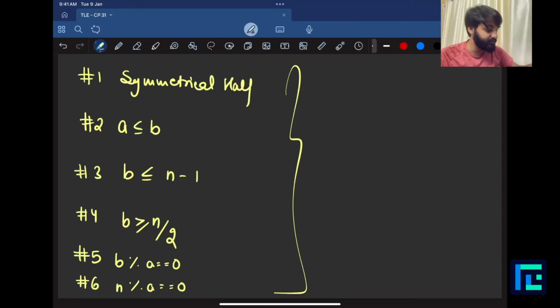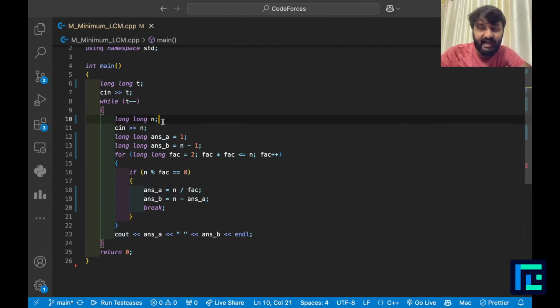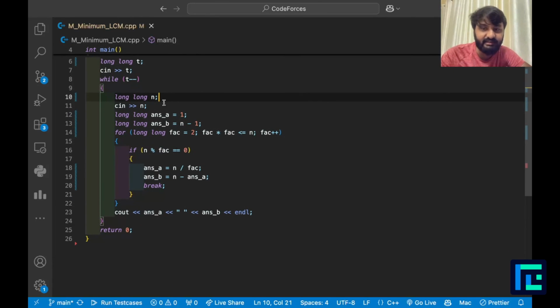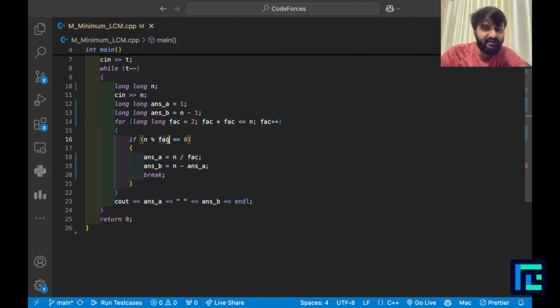Alright, now let us look at the coding part and see how we implement this. So just the same thing as I showed you in pseudocode. First of all, of course, I take t as input, then n is taken as input. Answer a is 1, answer b is n minus 1. Then we have this square root method of factor. Factor starts with 2, fact into fact less than or equal to n, fact plus plus. If n is divisible by fact, then answer a is n by fact, answer b is n minus answer a. Break and print them, and you get the answer.